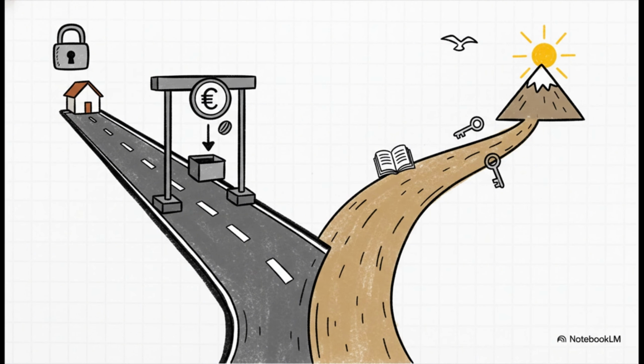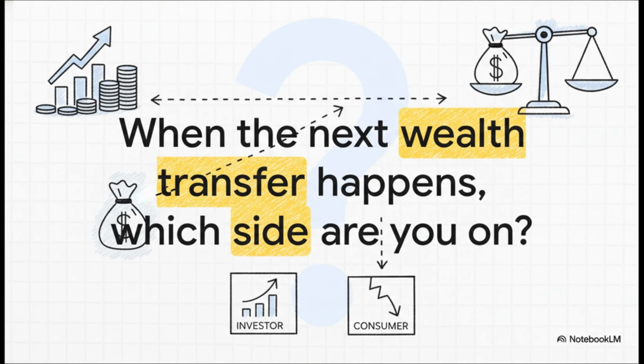Or you can choose the other path, the path of freedom. It's more challenging, for sure, but it requires learning a whole new set of rules, the rules of the right side of the quadrant. And that really just leaves us with one final thought. History tells us, over and over again, that these massive transfers of wealth happen in cycles. They've happened before, and you can bet they will happen again. So the only real question left is, when the next one comes, which side of the quadrant will you be on?